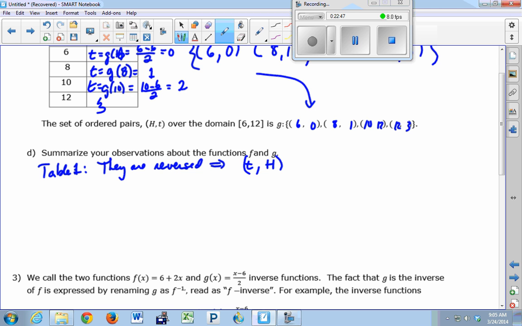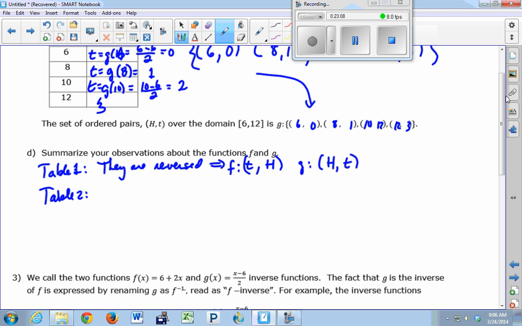Okay, so if we're looking at the ordered pair for f, it would be time is the input and h is the output, and for g, it's h, t. Okay, so we notice that the inputs and the outputs are totally reversed. They switch roles. Okay, table 2, what did you come up with?